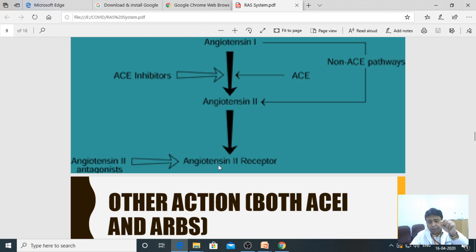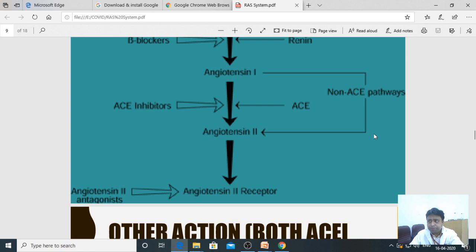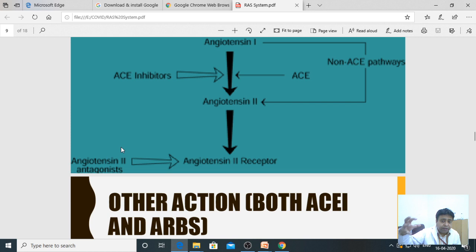Now, this is what I was talking about a little back, that there is a non-ACE pathway also, that converts angiotensin 1 to angiotensin 2. So no matter, even if you use ACE inhibitors like captopril and enalapril, even then angiotensin 1 is going to convert into angiotensin 2 by some amount, because there are non-ACE pathways, and therefore ACE inhibitors are not a complete solution to rectify blood pressure, right? Because of the leakiness of this pathway, it can go by a shunt pathway and produce angiotensin 2, whereas angiotensin receptor blockers are a little more superior, because they in fact prevent the binding of angiotensin 2 to its receptor. So they have a much more robust function in regulating blood pressure.